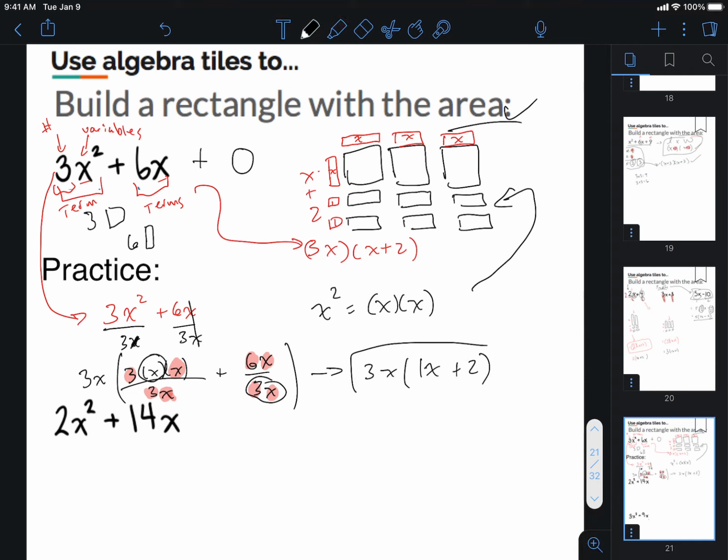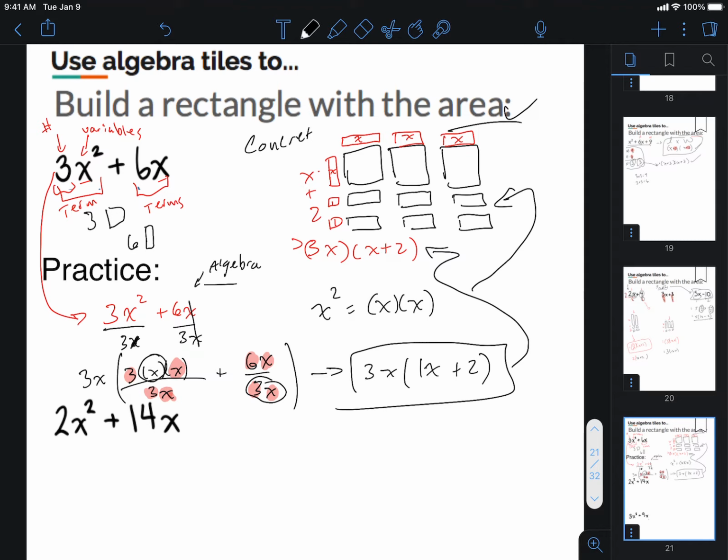So you can see this answer, again, matches this one. This is kind of the more algebra side of things, right? Whereas this is kind of the concrete. Here, I'm going to get rid of this. This is kind of like the concrete, or building. Like we're building the representation, right?